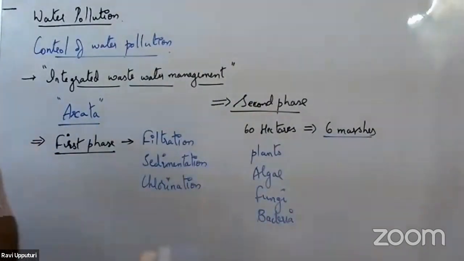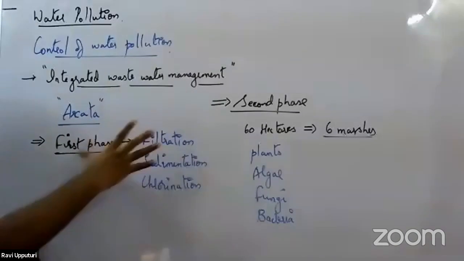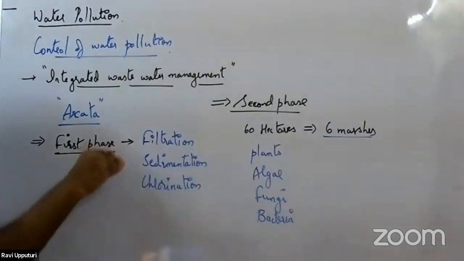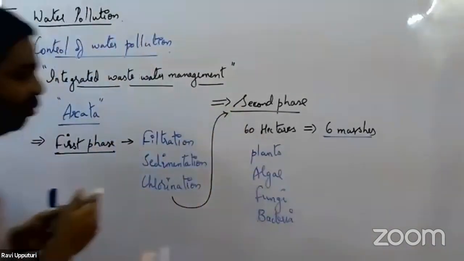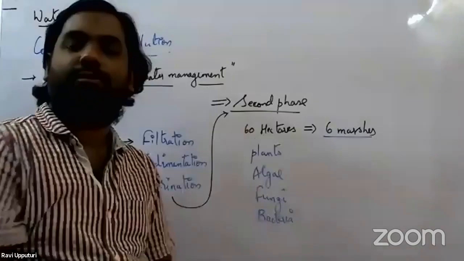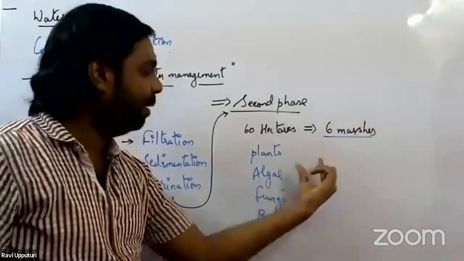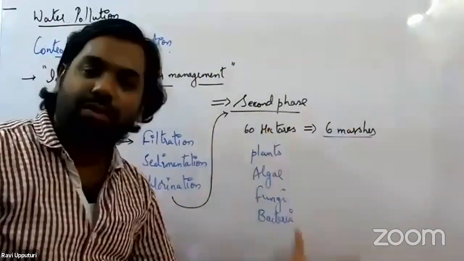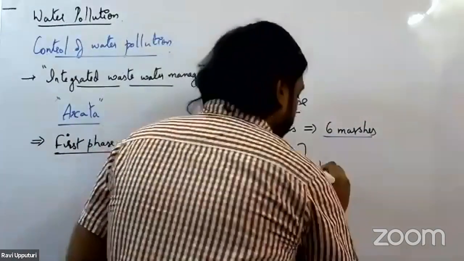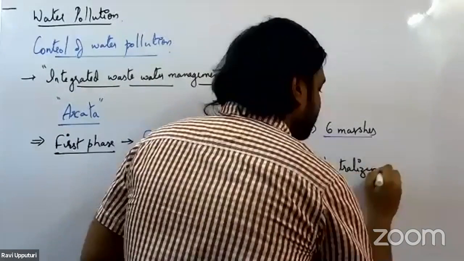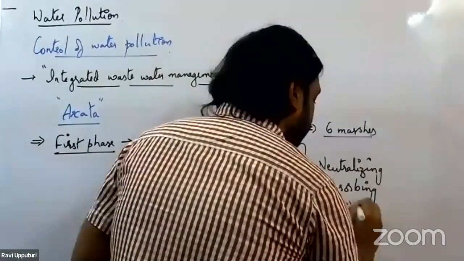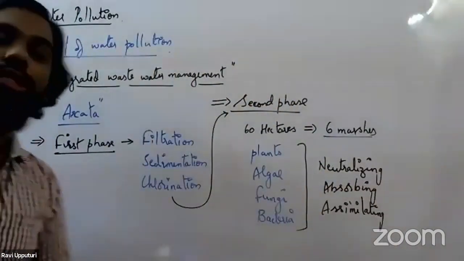As all of these were grown, what happened next? The water obtained from the first phase, which was partially purified and contained only toxic chemicals and heavy metals, was passed on into the second phase, into all of these plants, algae, fungi, and bacteria. All of them together started neutralizing, absorbing, and assimilating the toxic chemicals as well as heavy metals.